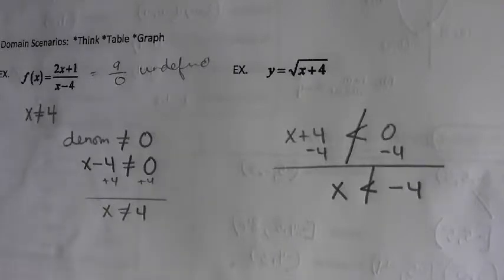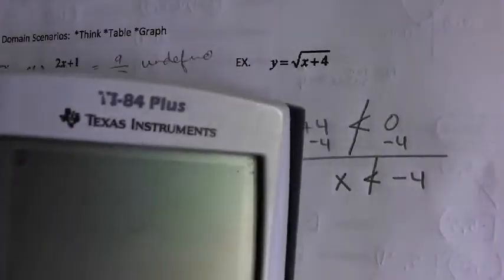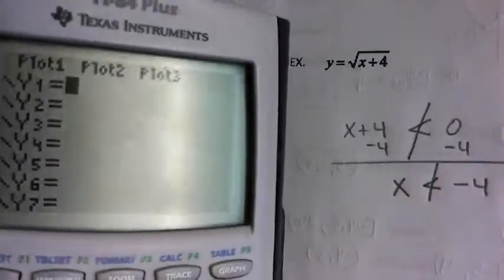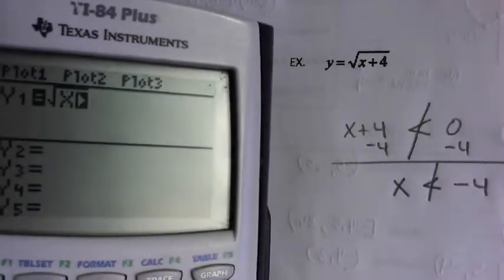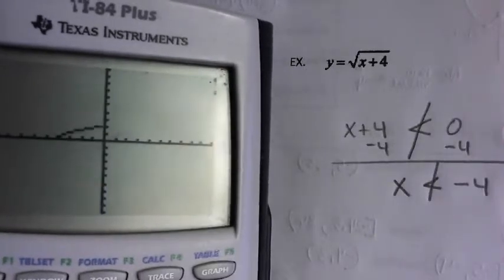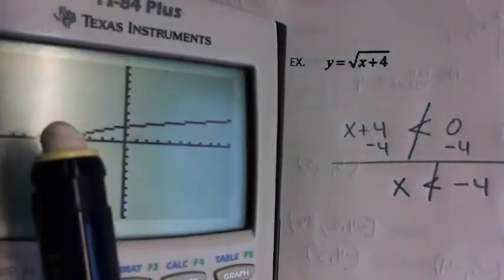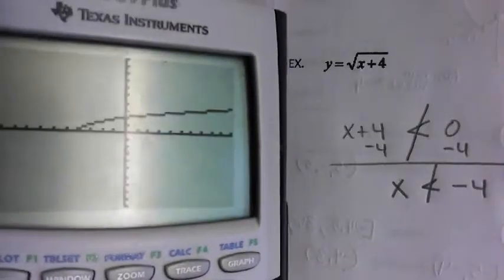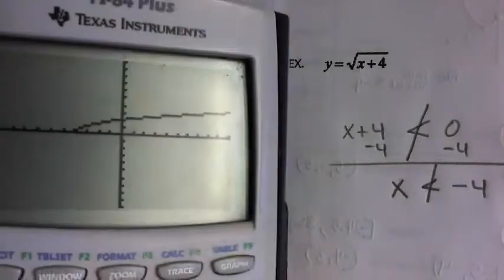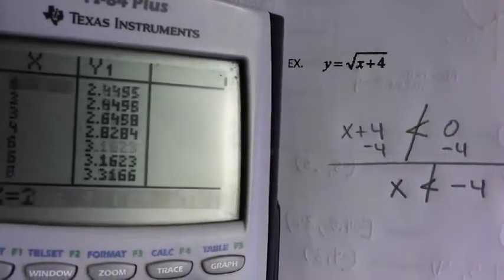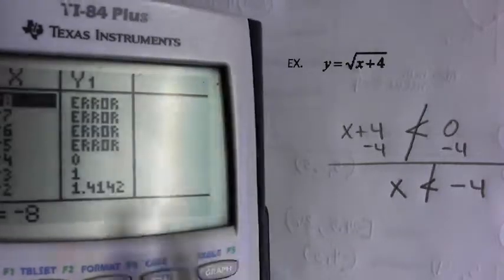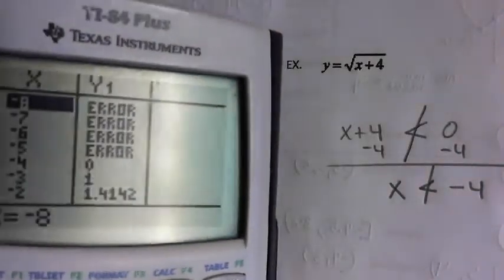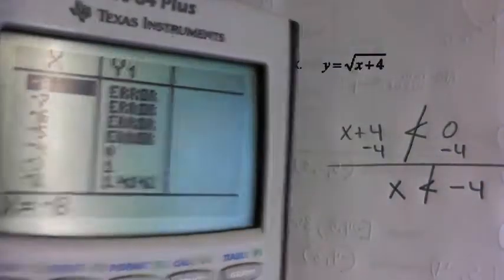Okay? So likewise, I want to show you on a graph of this what will happen if the graph does go less than negative 4. It doesn't exist. The entire graph doesn't exist over here. It stops at negative 4. And the table, if I go back to negative 4, okay, I have numbers at negative 4 and beyond, but prior to that, it's going to be errors the entire way because it's not in the domain.